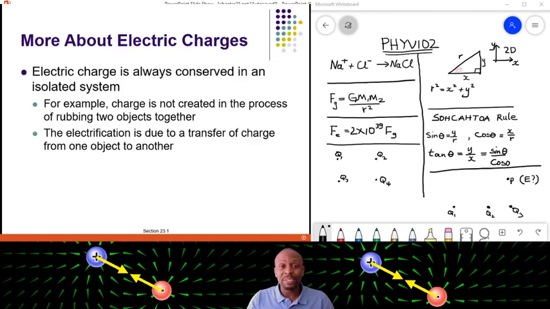Now, electric charge is always conserved in an isolated system. For example, charge is not created in the process of rubbing two objects together, but the electrification is due to a transfer of charge from one object to another.